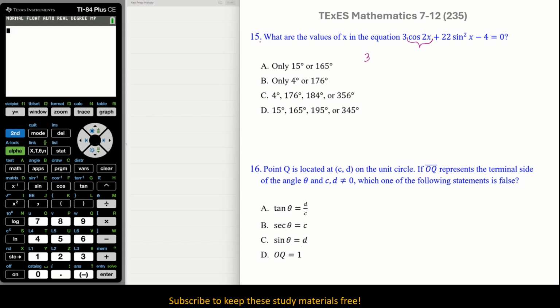So what do we have here? We have 3, 1 minus sine squared x plus the 22 sine squared x minus 4 equals that 0, okay? Now we have some distribution to do, which gives us 3. Oh, I forgot the 2. Oh, that has to be 2 right here. 1 minus 2 sine squared x. There we go. So that would be minus 6 sine.